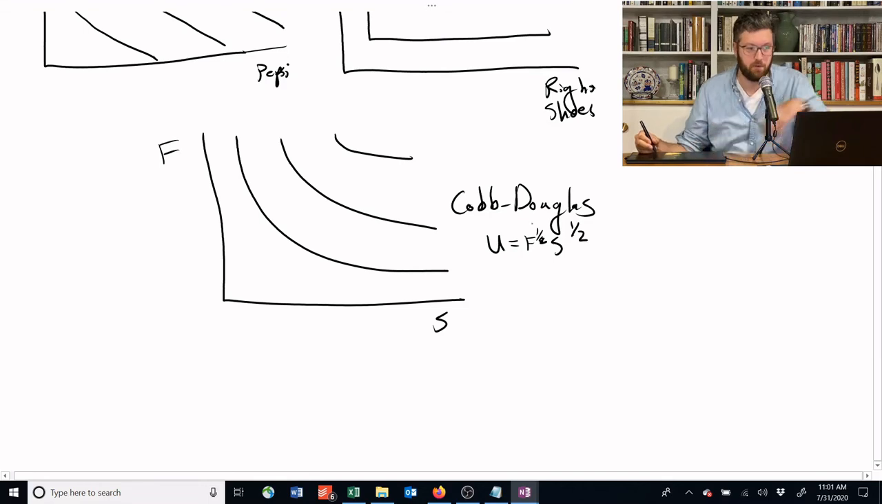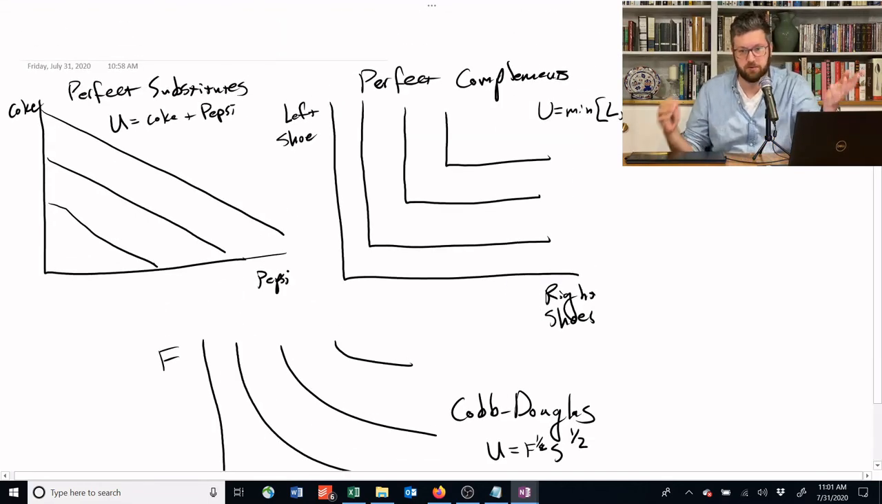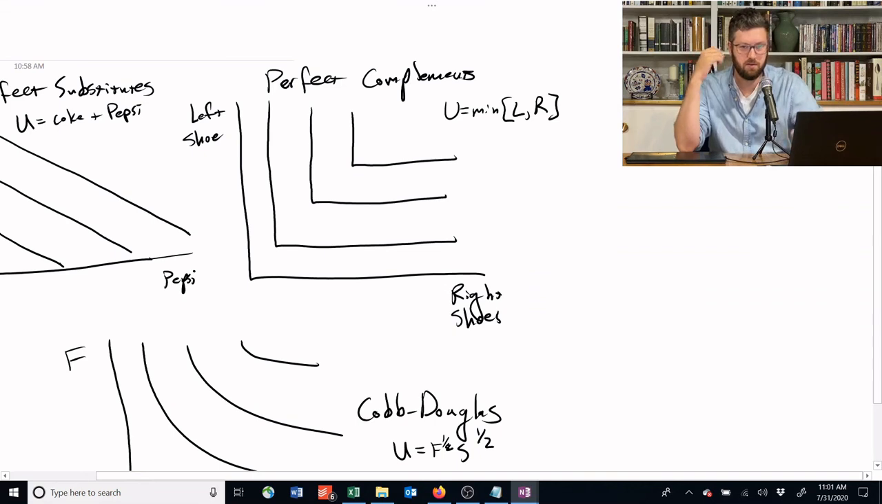These exponents could be any number. And we could also multiply the perfect substitutes; they could have numbers attached to them too. They don't have to be one-to-one like that. I don't know if you can see that this is the minimum of left and right. Okay, so those are the main three.